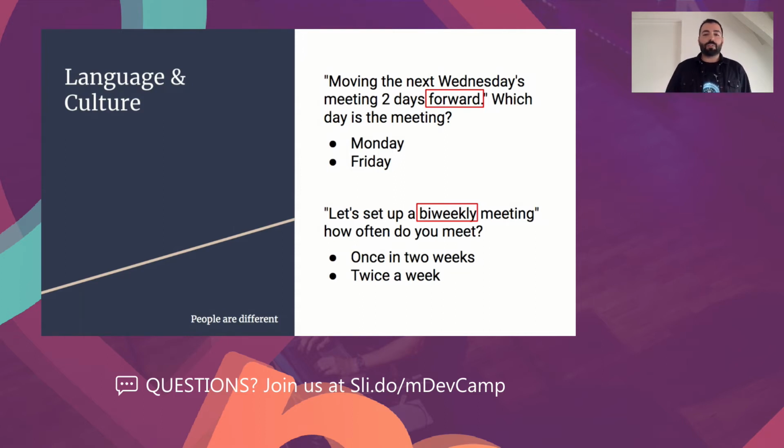How to avoid this is basically, instead of saying let's set up a bi-weekly meeting, you can say, hey, let's set up a meeting that we meet once in 2 weeks or twice a week. It is quite difficult though, because if you don't know this, it will come naturally to you. You won't notice until it's too late, until everyone is trying to meet on different dates.